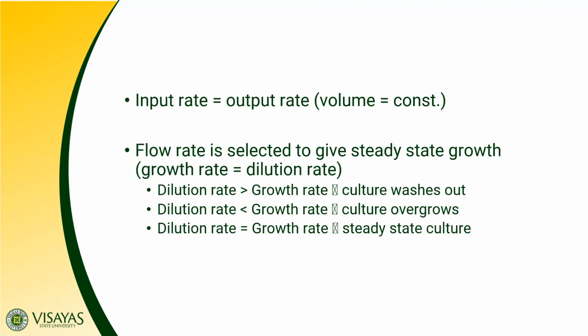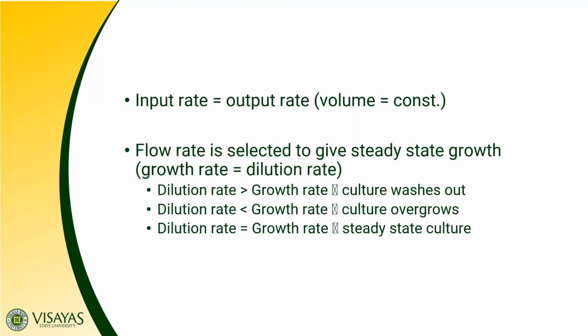So, as a summary of this continuous culture, the input rate is equal to the output rate, meaning there is still a constant production of the product by the microorganism, and also a constant total volume in the bioreactor. The flow rate is selected to give steady state growth, where the growth rate is equal to the dilution rate.